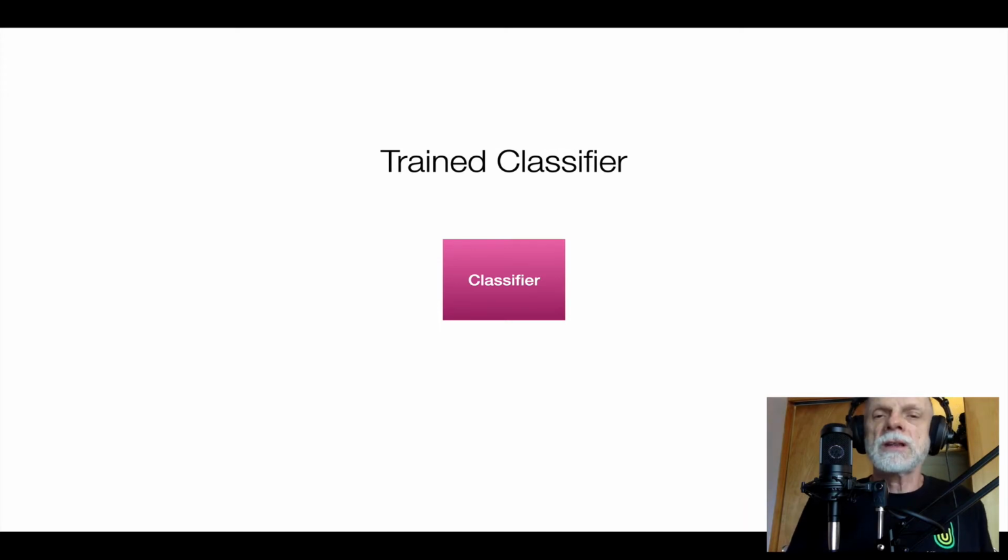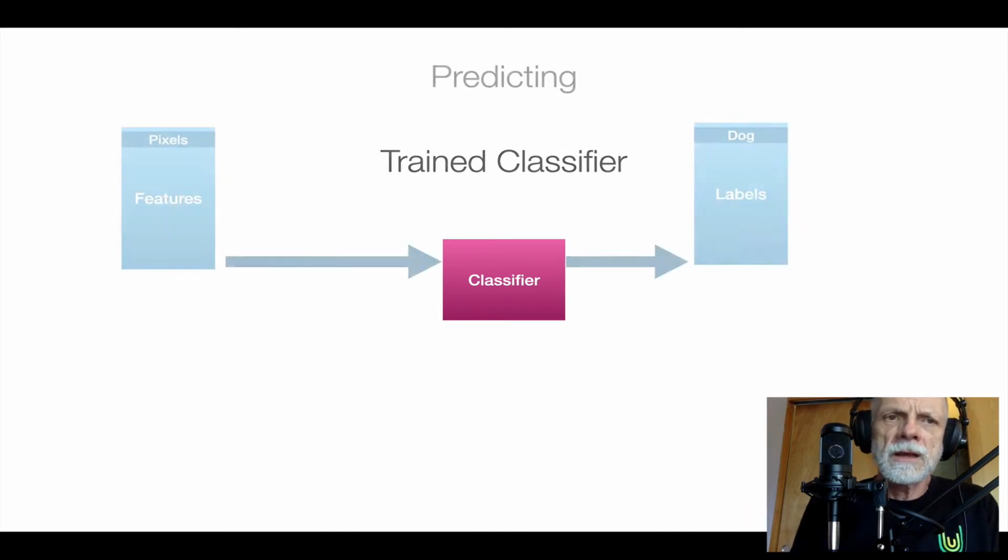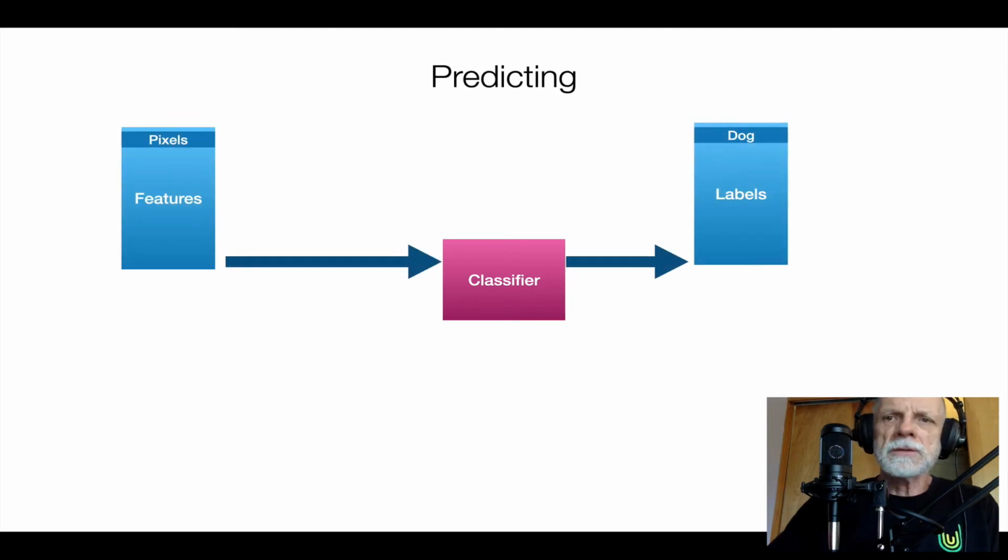So at the end of training, we have a trained classifier. It's learned what it can from the data. And then we give it a picture, for example, and it'll say, hey, this is a dog. Another picture, this is a cat. This is another dog, and so on. So once we train a classifier, we can use it to make predictions about unlabeled data.